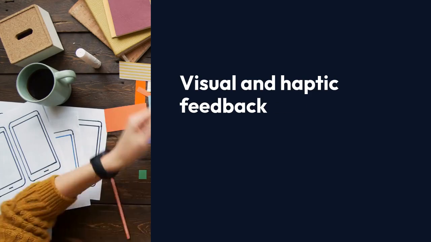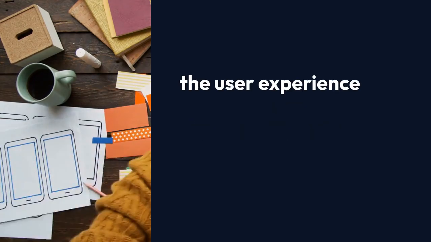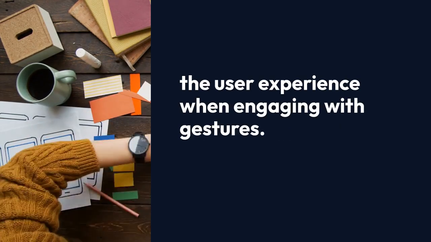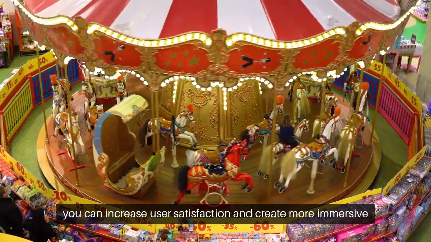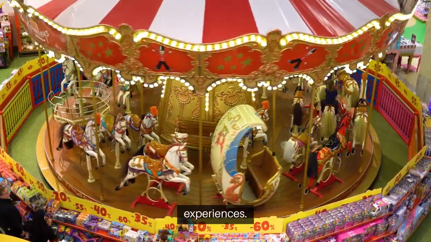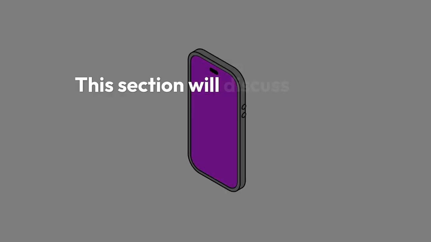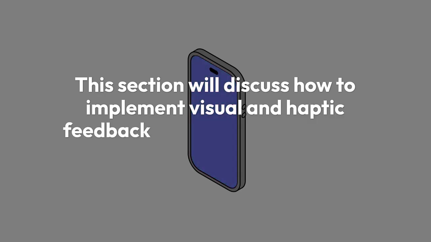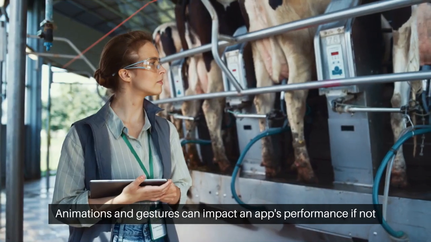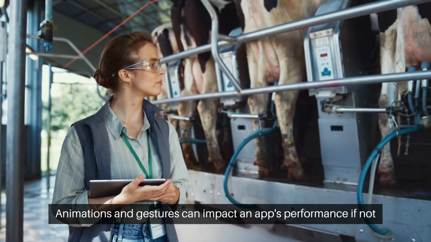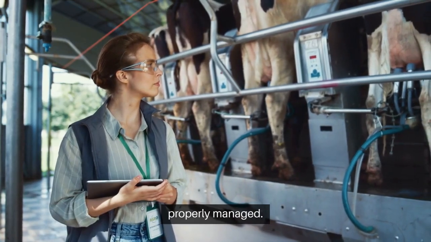Visual and haptic feedback can significantly enhance the user experience when engaging with gestures. By providing subtle clues that acknowledge user actions, you can increase user satisfaction and create more immersive experiences. This section will discuss how to implement visual and haptic feedback to make your app more engaging and enjoyable for users. Animations and gestures can impact an app's performance if not properly managed.